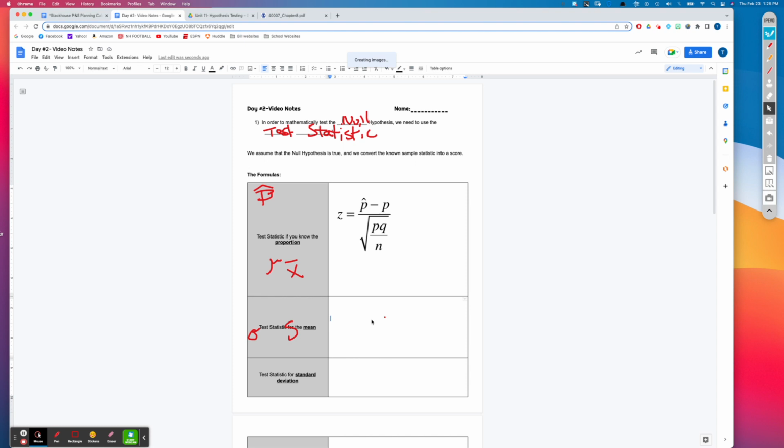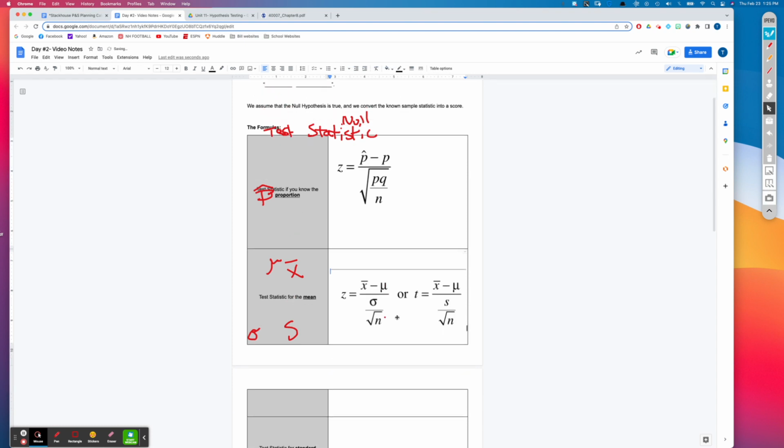Okay, if we take a look, yeah, this looks complicated. We're going to talk about the t one later, but let's focus on the z for now. This would be the sample mean, so like the average of the small group that you asked, minus the mean that we're assuming, so chances are that's what we're talking about in the null hypothesis, divided by the standard deviation over the square root of n. Now, I would type this into the calculator first, get an answer, and then plug it into the formula.